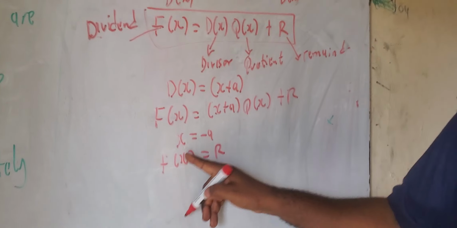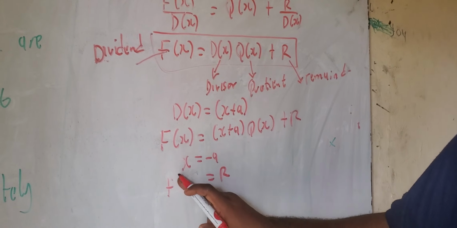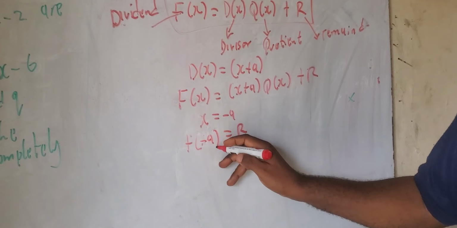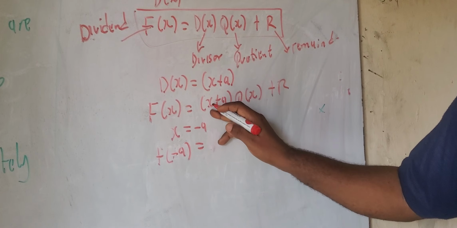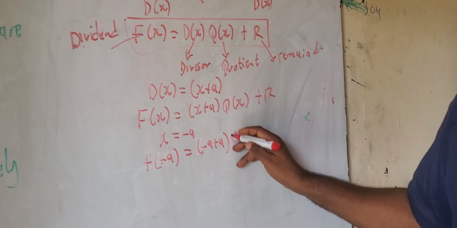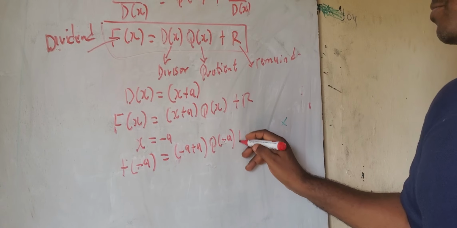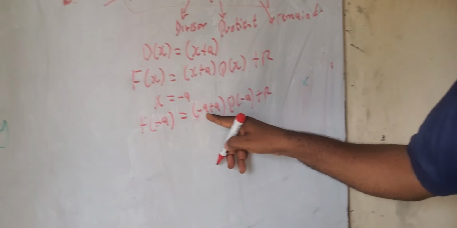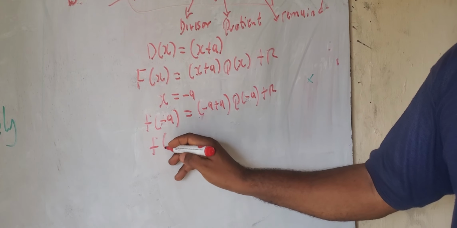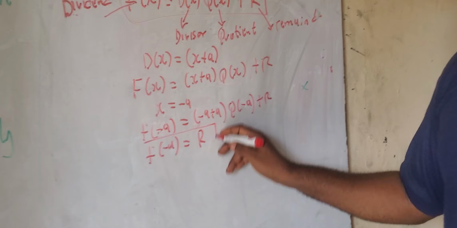So that means f of minus a, because when x is minus a, I put minus a here, and let me substitute. Anywhere you see x, put minus a: minus a plus a times q of minus a, plus the remainder. Minus a plus a is 0, and 0 times this one becomes 0. So f of minus a is equal to the remainder. So this is the remainder theorem.